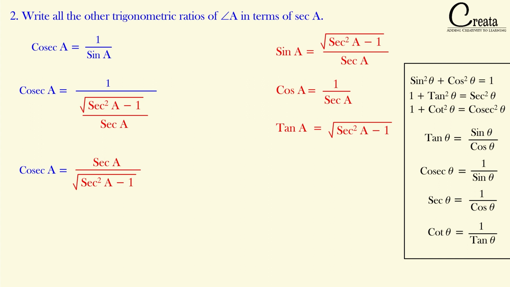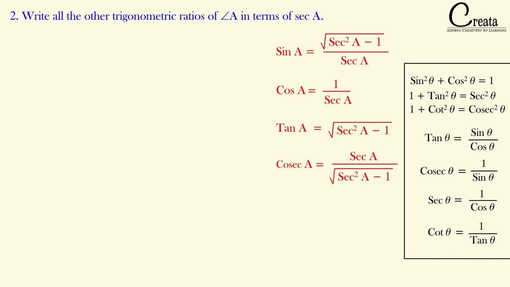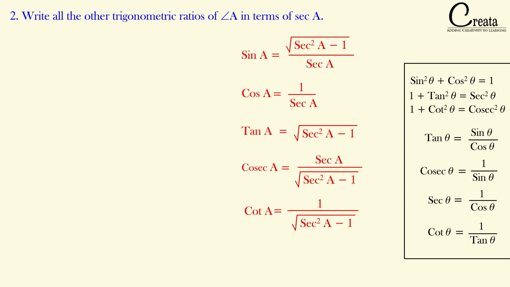That is the answer for cosec A. Sec is already sec, so we will not take that. Let's go for cot. We know cot is the reciprocal of tan, so cot A is 1 upon tan A, and just now we have calculated the value of tan. Let's put it into the equation. We got cot A as 1 upon root of sec square A minus 1. That is the answer. Got it?